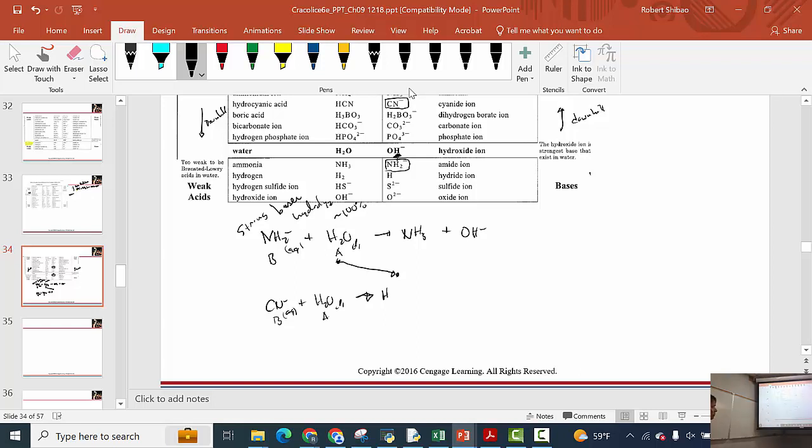So what are we going to form? Well, cyanide's the base. It's a proton acceptor. A proton is H+. So if we take an H+ and a CN-, what do we make? Hydrocyanic acid. And if water loses the H+, what are we left with? Hydroxide. So we're going from cyanide to hydroxide.